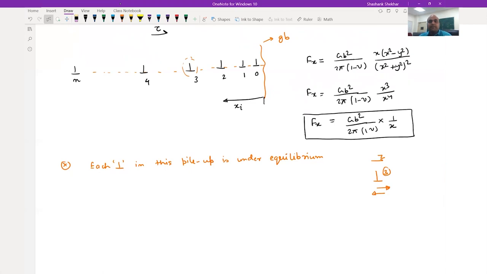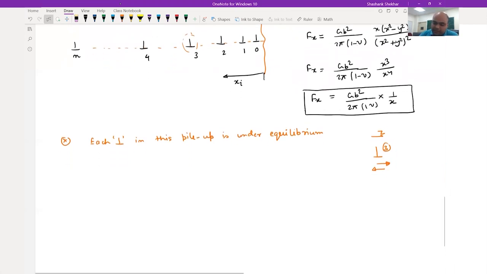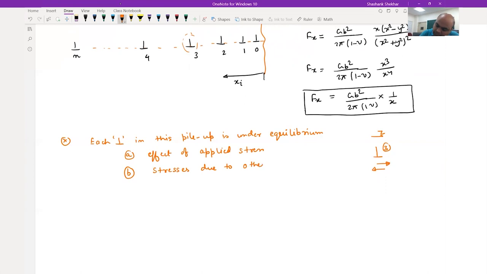Okay, so dislocation number 3 is under equilibrium because of two effects: the effect of applied stress, and then stresses due to the other dislocations in the pileup. Okay.